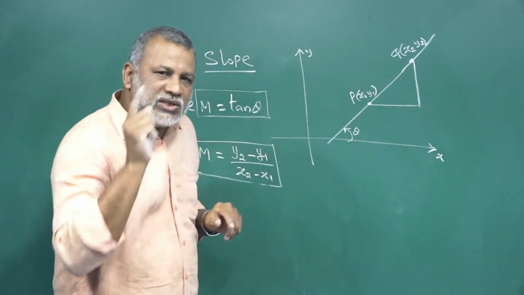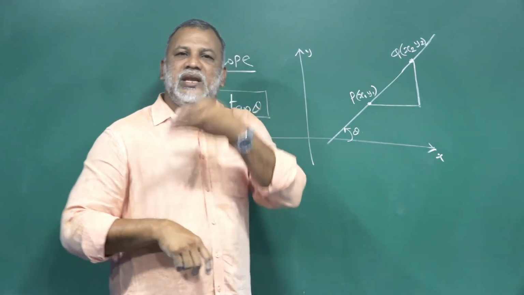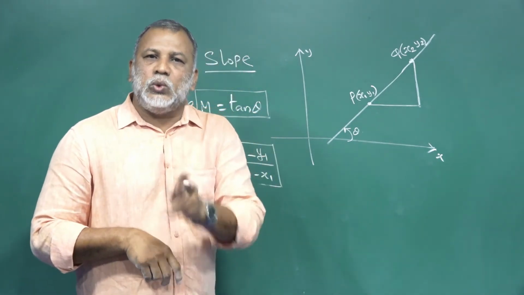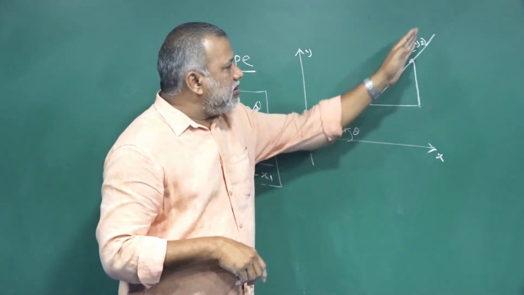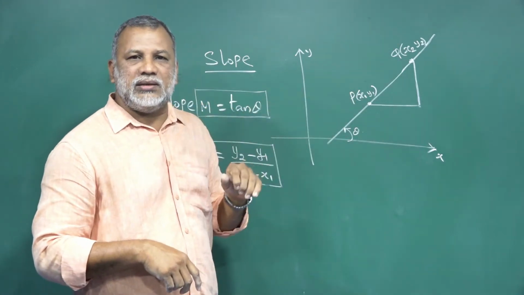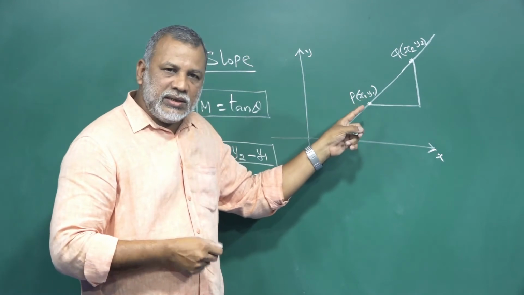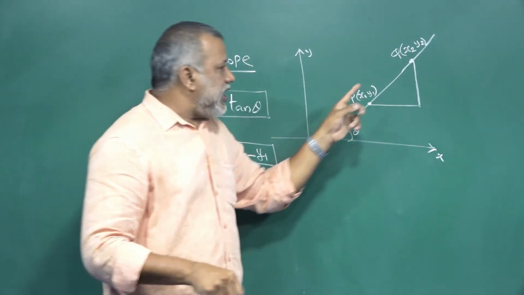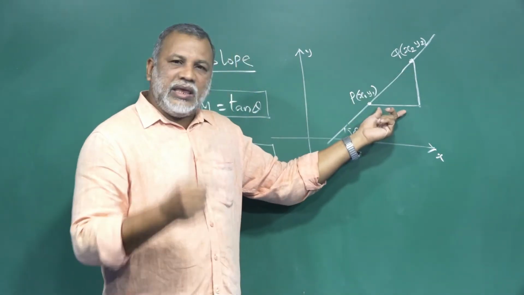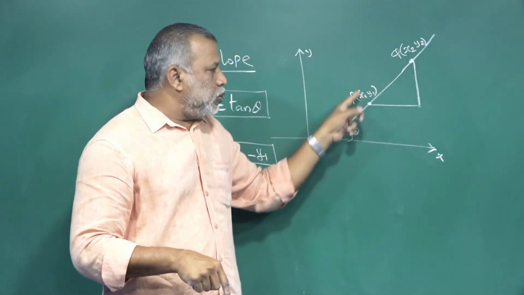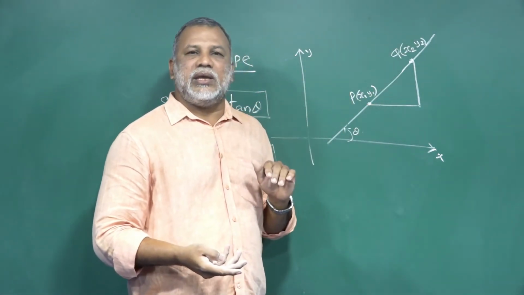So listen once again: change in y coordinate divided by change in x coordinate at two different points that lie on this line. Once again, recall the definition. The slope of a straight line is defined to be the change in y coordinate divided by the change in x coordinate of two different points that lie on the same straight line.